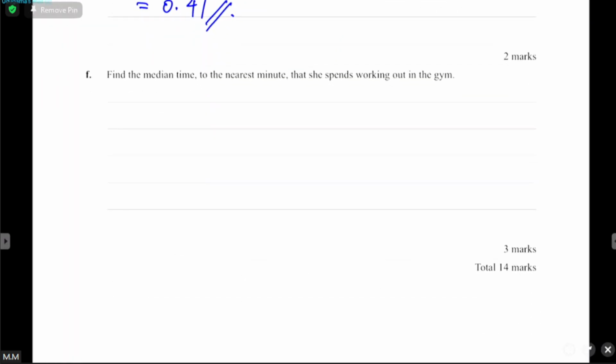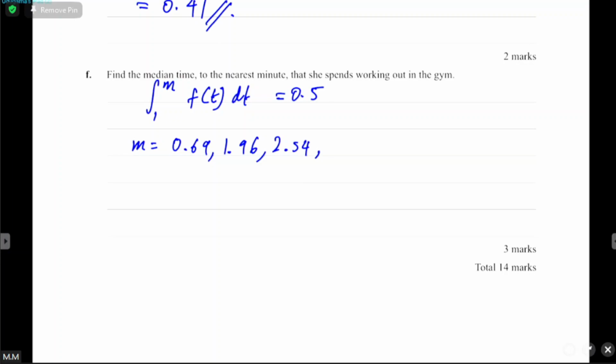Here I just find the median, so that is the integral from 1 to m of t dt, which is equal to 0.5, and you're solving for m in your CAS. m is equal to 0.69 or 1.96, 2.54, or 3.31, but m has to be between 1 and 2, therefore m is equal to 1.46 hours, which is about 88 minutes.